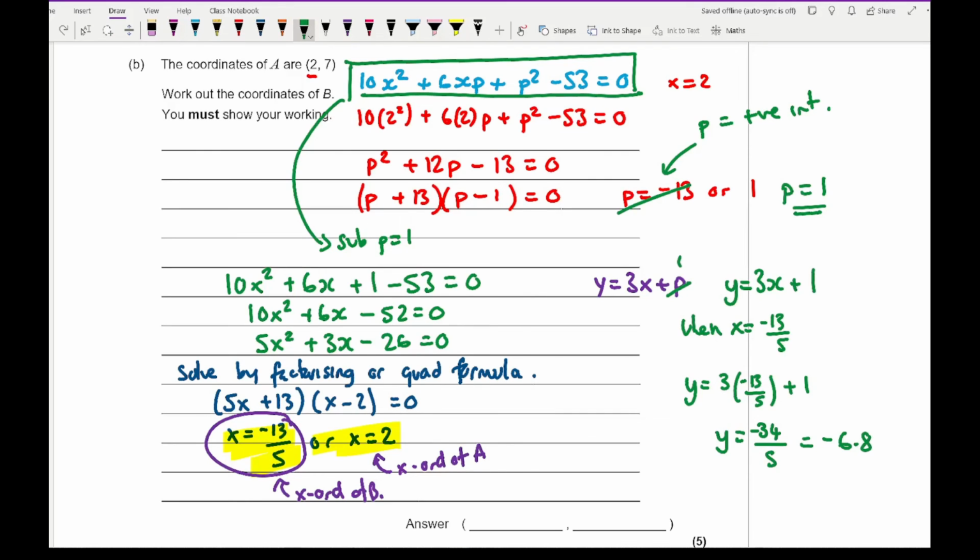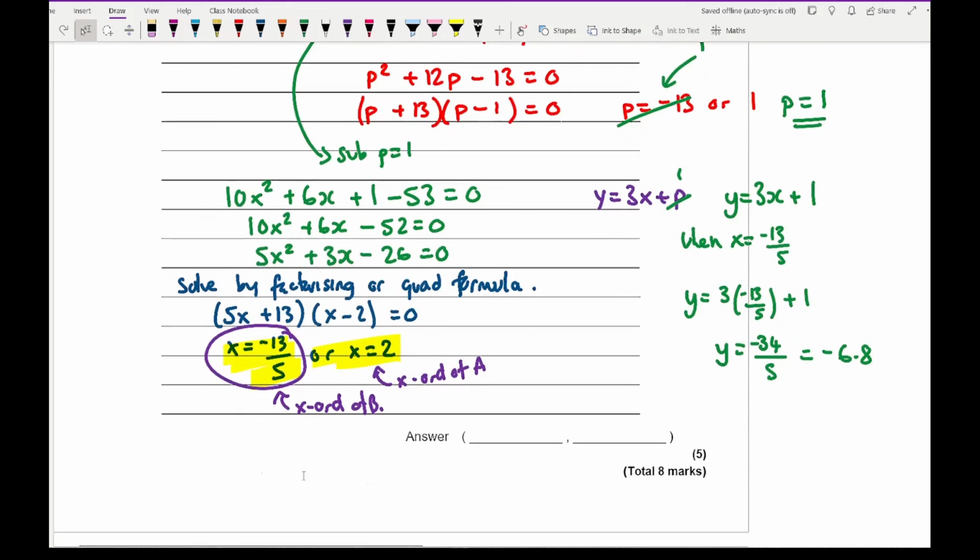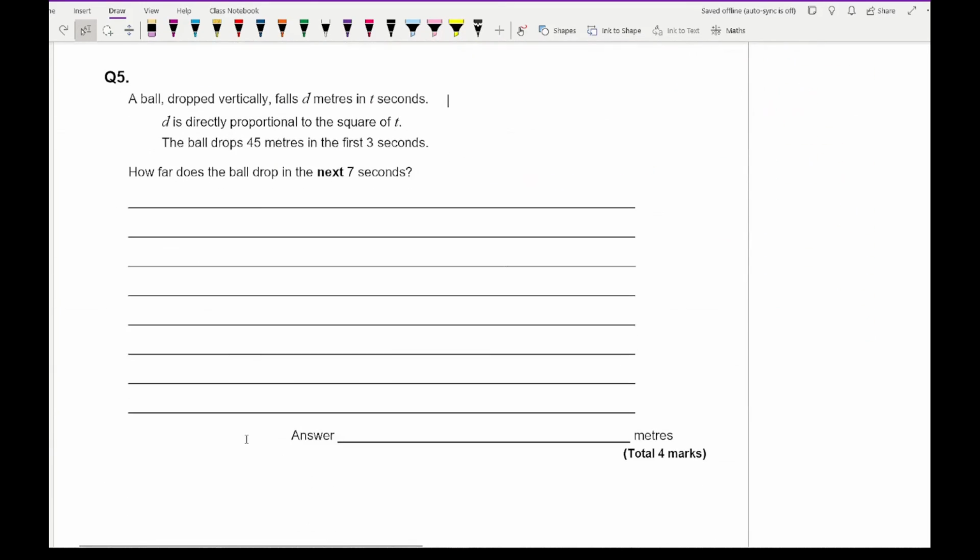So here I can write my answer in one of two ways: as a decimal or as a fraction. One version is minus 13 over 5 and minus 34 over 5. Or I could write it as a decimal, and that's minus 2.6 and minus 6.8. Either of those would be absolutely fine for the 5 marks. But that's a very, very big question in terms of how much work is needed for those 5 marks.